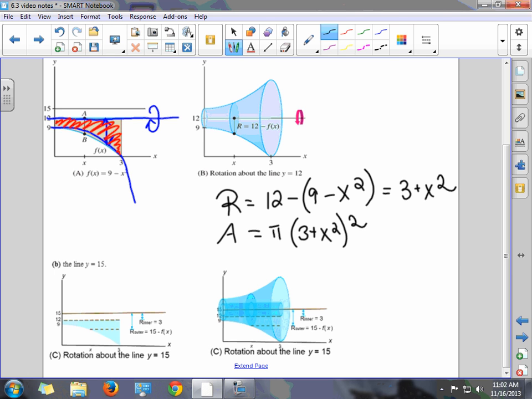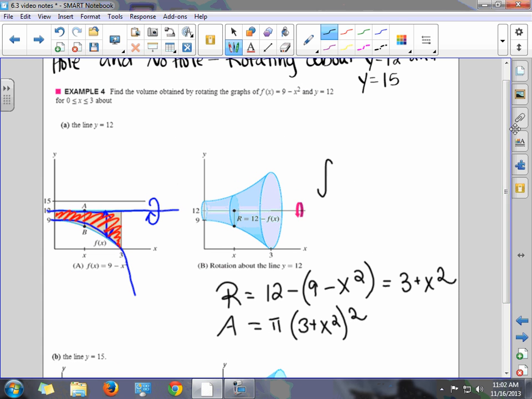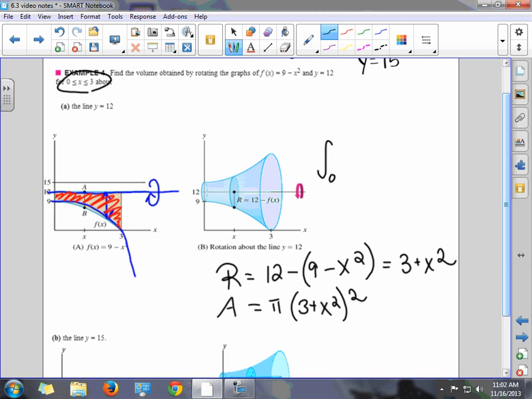I'm going to take this up here because I didn't give myself a lot of room. I'm going, as you can see, from 0 to 3. I think they told me that in the problem. Yep, right. And so I go from 0 to 3. I integrate area, so this is pi times my area, which is 3 plus x squared, all squared. And then once again, if I want to do this by hand and calculate the antiderivative, I've got to FOIL that thing out. So if you want to FOIL it out, you can calculate the antiderivative also. And this is what you're going to get.